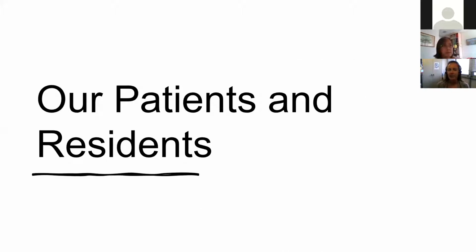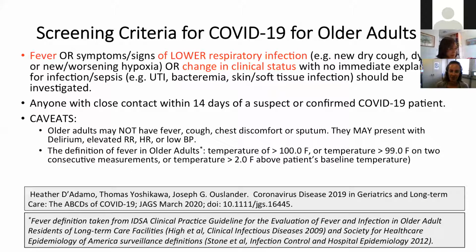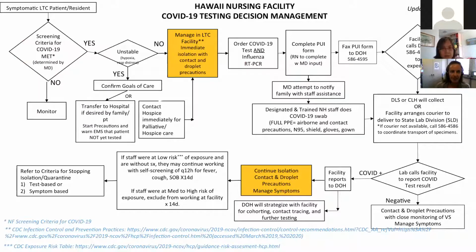So today we're going to talk about patients and residents and also healthcare workers. This first set of slides is specific for patients and residents. We covered this slide, I think, the last time that we presented, but there have been a few changes, noting the criteria for screening, including change in clinical status with no immediate explanation for infection. I think we can move on because it's not the main topic for today.